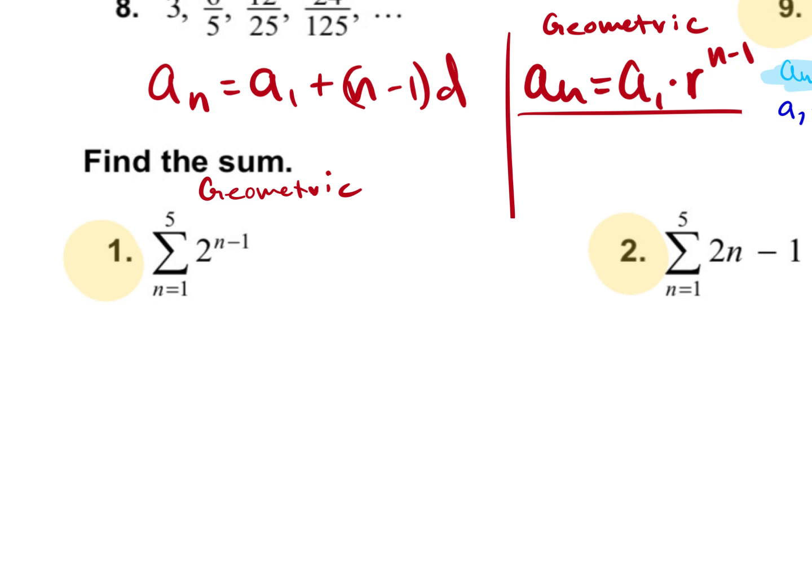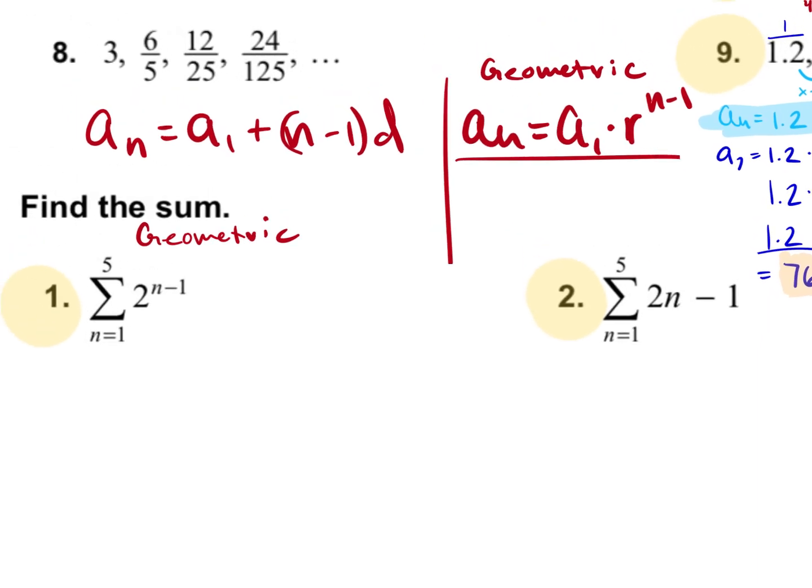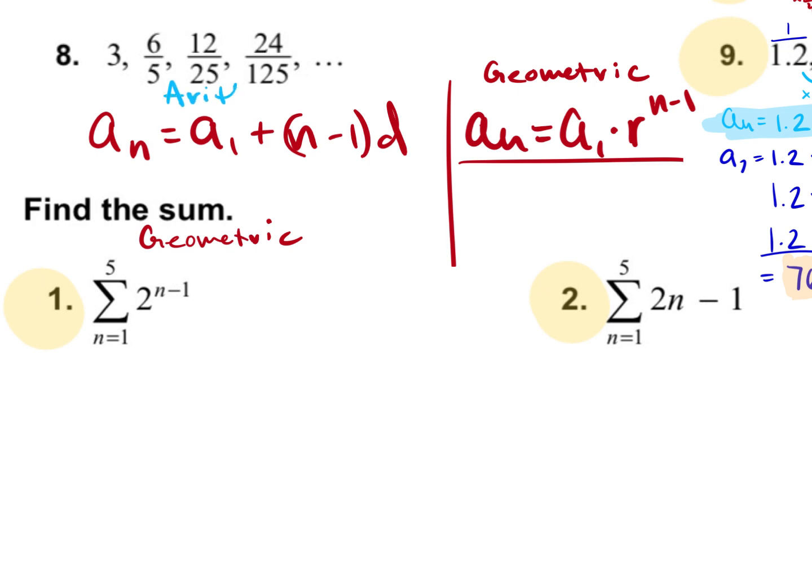So you have to be able to tell on the test or quiz which one's which, if it's geometric or arithmetic. So if it has an exponent, it's going to be geometric. So that means number 2 is arithmetic, which is just a linear equation, just like our formula here. So this one is arithmetic. Same thing with number 2.